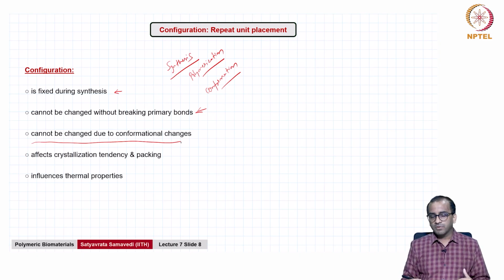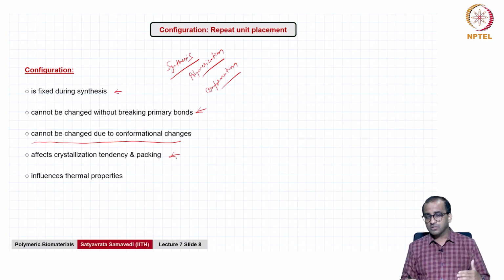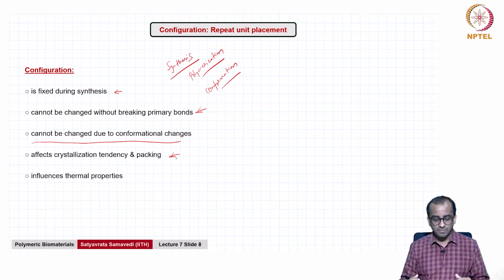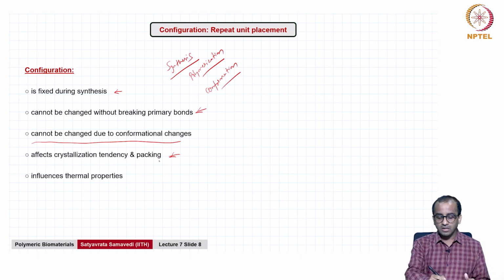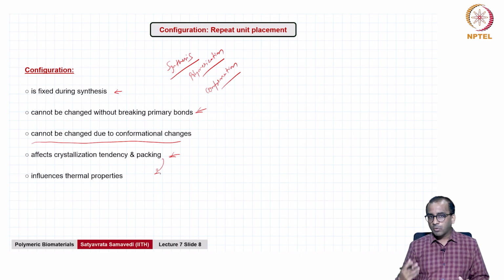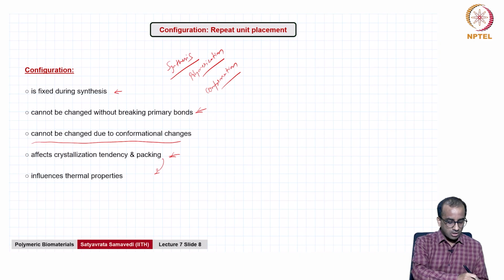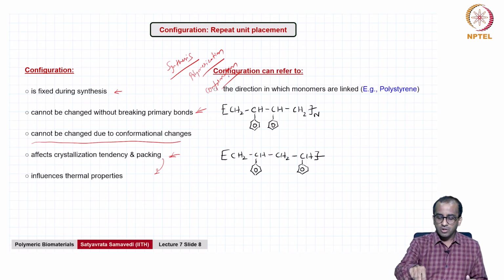And the configuration of the polymer affects the ability of the chains to come together and pack closely and crystallize and form these ordered crystalline domains. And it turns out that in turn can have an impact on properties like melting temperature, glass transition temperature for semi-crystalline polymers, and a whole host of other mechanical properties as well. So, broadly that is what configuration is in terms of a general understanding. Now, we will look at specific manifestations of configuration.